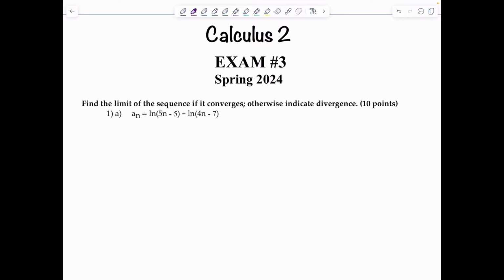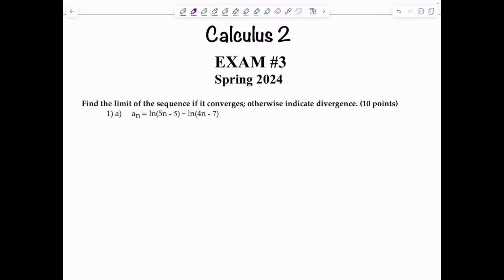All right. First thing, we're going to talk about our sequences before we get into series. And usually you don't talk about them for too long in calc, so that's why students kind of forget some stuff. The first question says, find the limit of the sequence if it converges, otherwise indicate divergence.